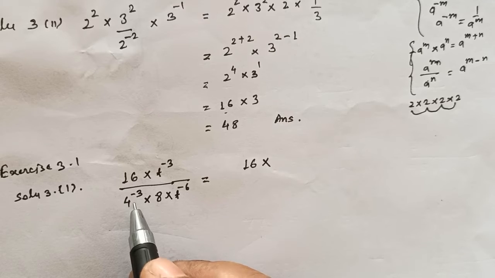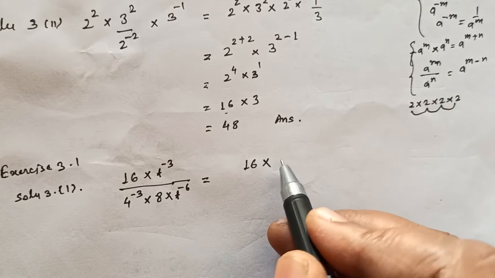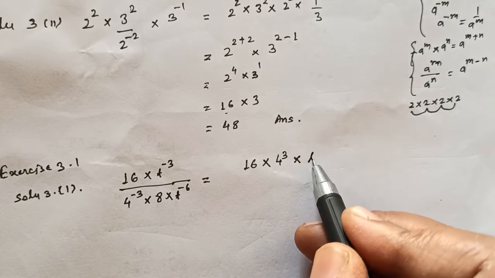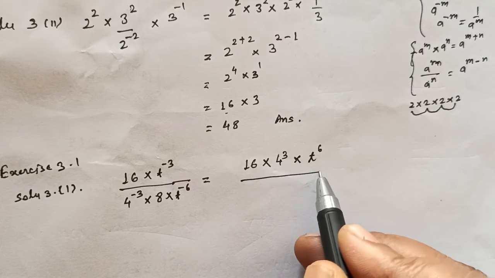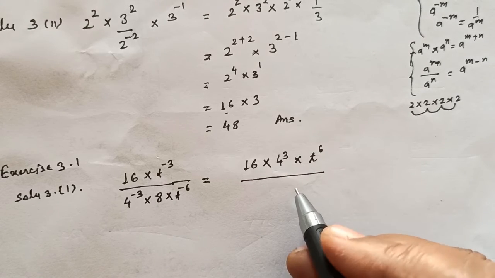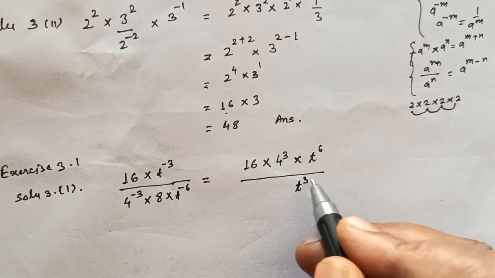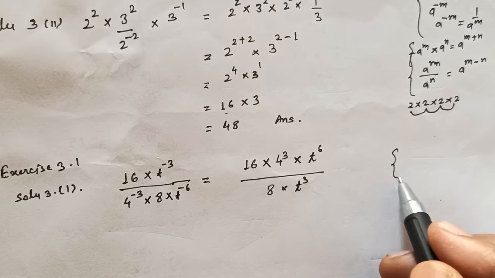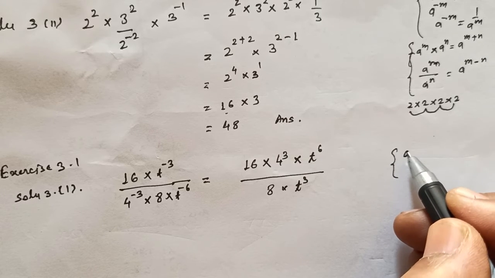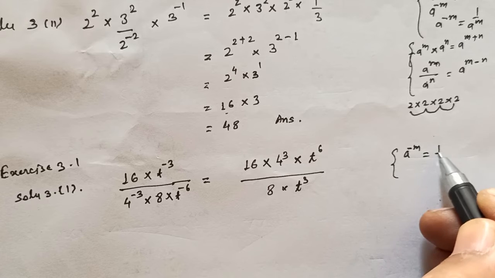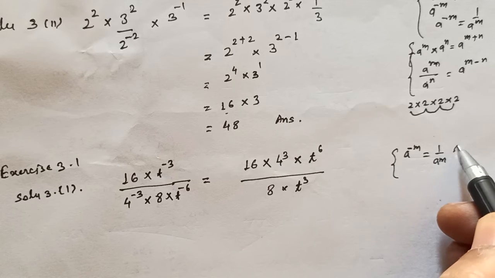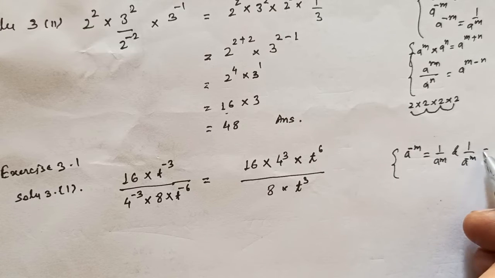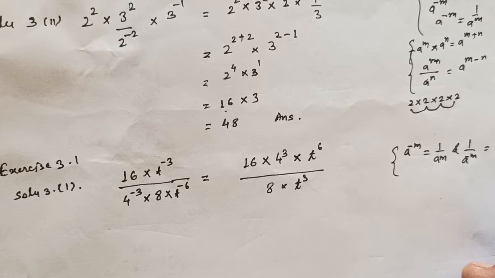16, denominator 4 power minus 3. So in numerator 4 power plus 3. T to the power minus 6, t power plus 6. T power minus 3 is t power plus 3 and 8. a to the power minus m is 1 upon a to the power m and 1 upon a to the power minus m is a to the power plus m.